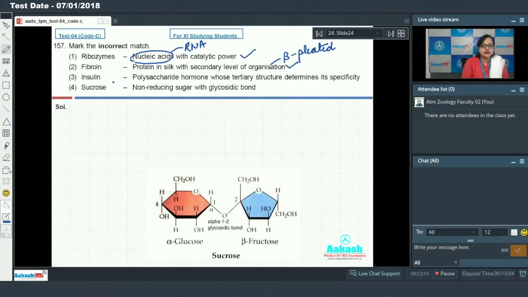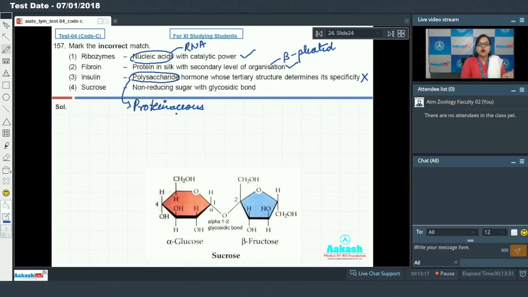Option 3, that is insulin. It is a polysaccharide hormone whose tertiary structure determines its specificity. This is an incorrect match here because insulin is a proteinaceous hormone, not polysaccharide hormone. This is an incorrect match here. Option 4, that is sucrose. It is matched with non-reducing sugar with glycosidic bond.